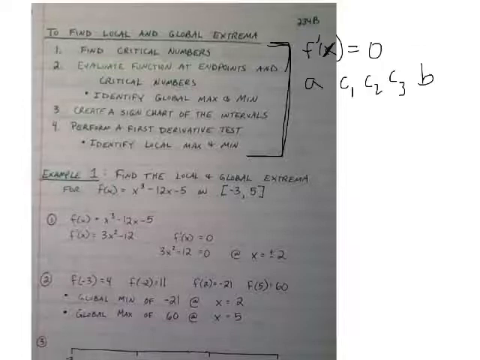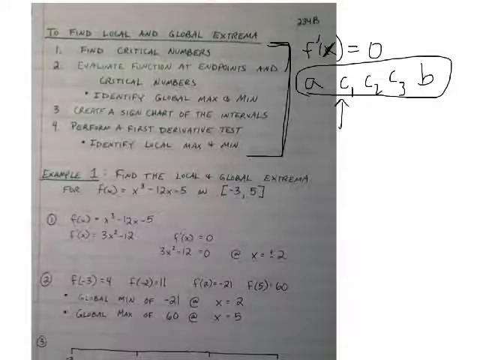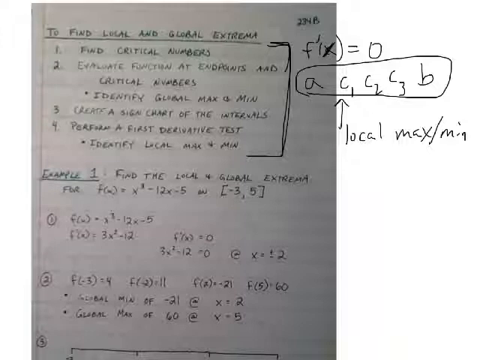And after you've evaluated all those points, one of them will stand out to be the global max, and one of them will stand out to be the global minimum. And the rest of the critical numbers have the possibility of becoming a local max or min. So what we would do is we'd create a sign chart of the intervals, and we can perform a first derivative test to identify our local max and min.